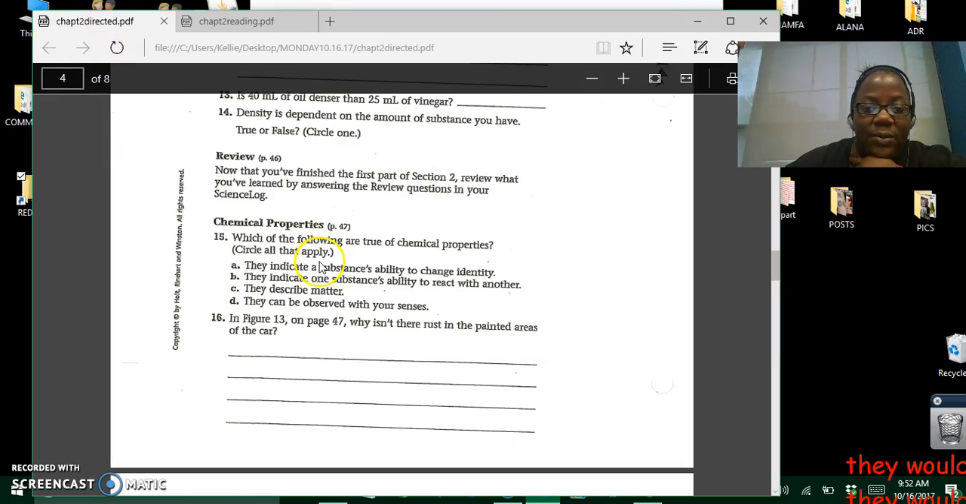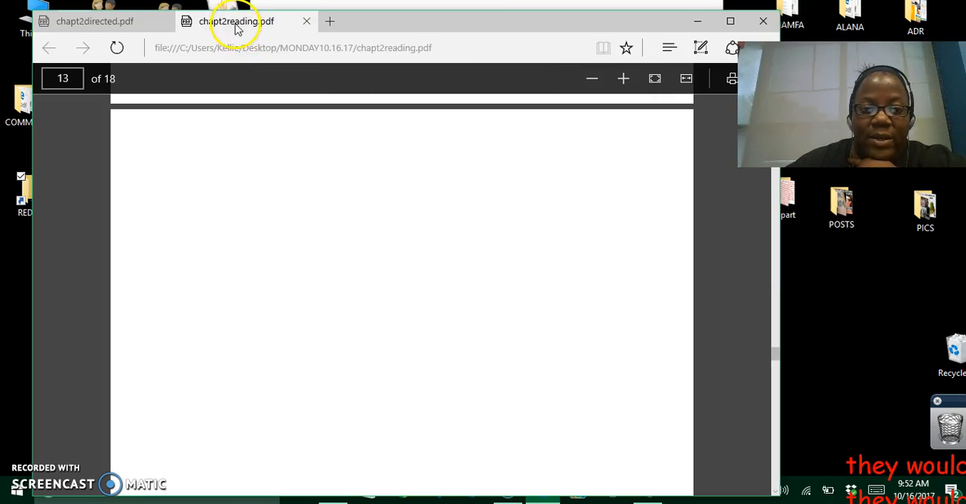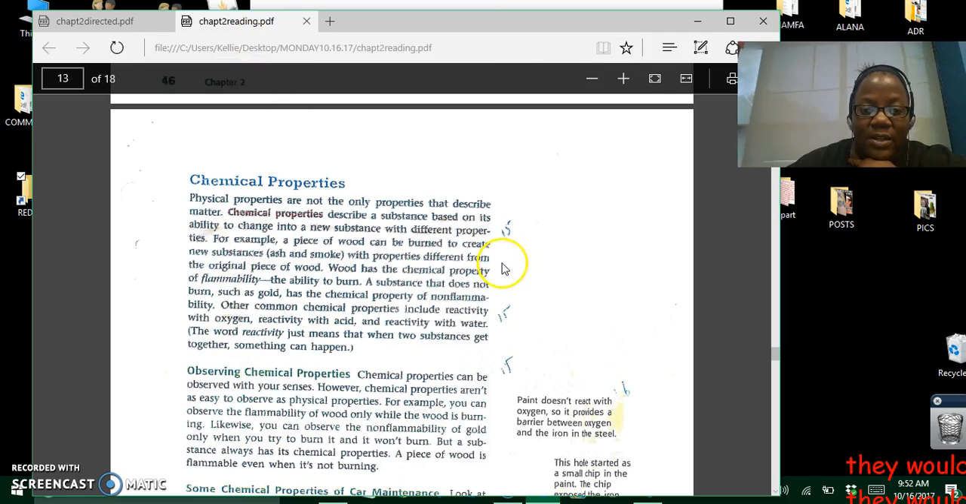Okay, I think we're answering part of number 15. Which of the following are true about chemical properties? They indicate a substance's ability to change identity. Yeah. They indicate one substance's ability to react with another. They describe matter, or they can be observed with your senses. Well, let me go back to the reading, because as you can see, all of this says 15. So I'll just finish reading first. Going back with chemical properties.